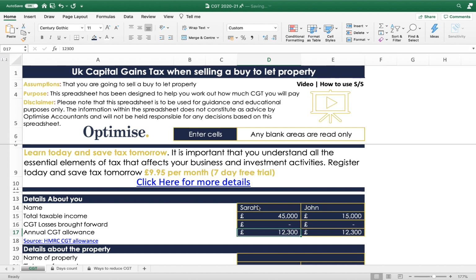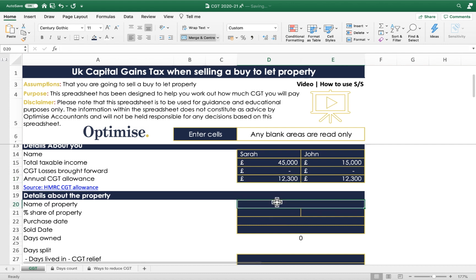Don't forget that each person has a CGT annual allowance of £12,300. So it's really important, if you own the property, like in this example, whereby it's just in one person's name, that we want to utilize the other person's CGT allowance. I'll go through an example later on about that.